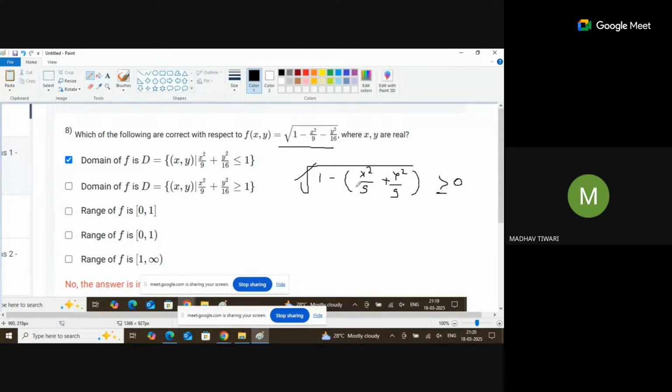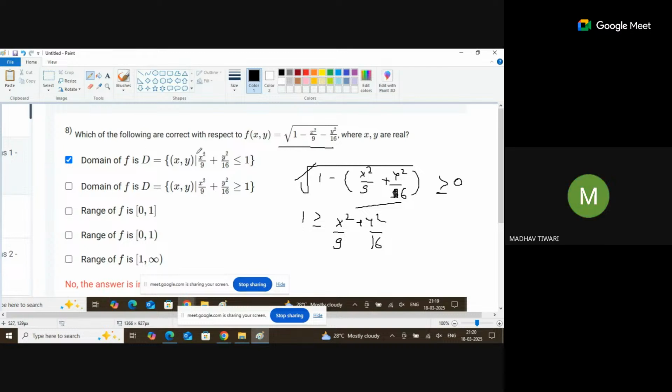Okay, if I add this value, x square by 9 plus y square by 16, to both sides, what I will get is 1 is greater than or equal to x square by 9 plus y square by 16. Okay, 16 it is. So this is matching with this. So I mark this. Got it.